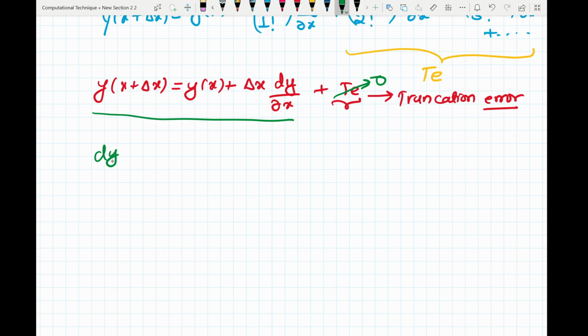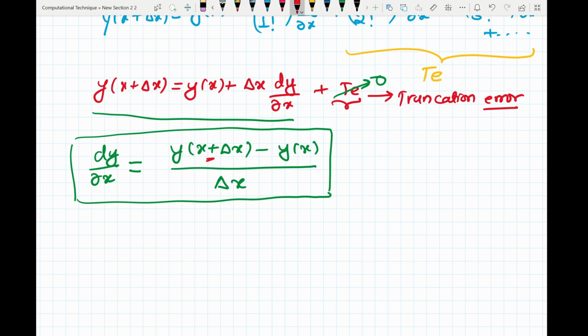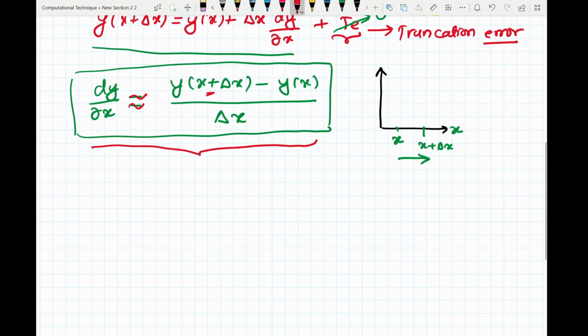So our dy by dx now will be given by this. Since we have used a plus sign here, it means that if you have a grid like this and you are here, that's your x. Now your x plus delta x will be somewhere here. Therefore we are moving forward in the x direction. Therefore this approximation here is known as the forward difference approximation.